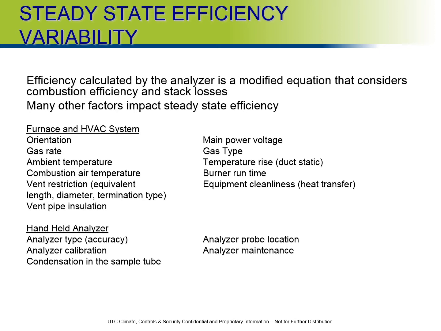For a furnace and an HVAC system, things like orientation, the gas rate, the ambient temperature, combustion air temperature, vent restriction, the length and diameter of your vent pipe and the termination type, whether or not the pipe is insulated, main power voltage, gas type, whether it be natural gas, propane, or fuel oil, and temperature rise. Temperature rise is another one that directly impacts the efficiency of the equipment.